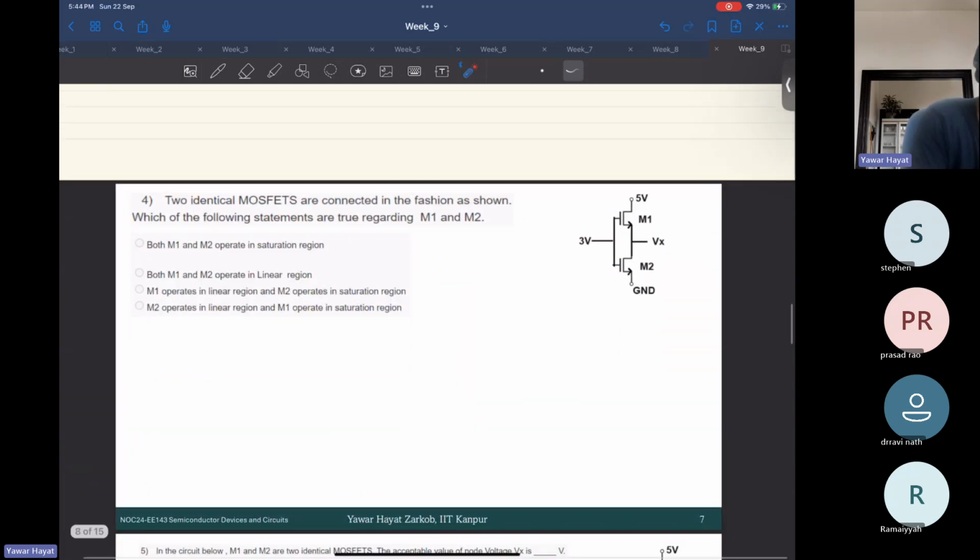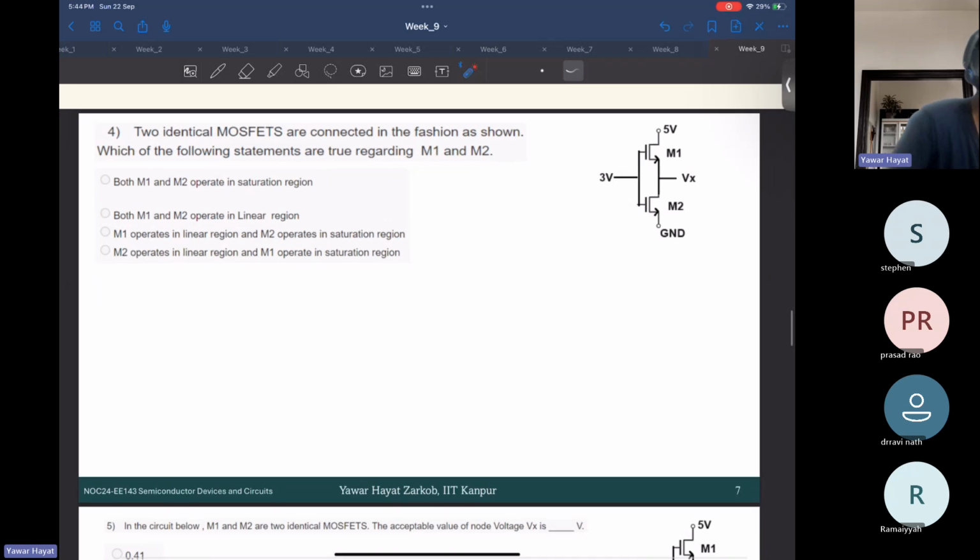So we'll move on to the fourth one then. The fourth question is as follows. You are given two identical MOSFETs that are connected in the fashion as shown. Which among the following statements are true regarding M1 and M2? Please attempt this one. Again, I'll give you some time. It's better to attempt the problem yourself before I show it. I'll wait for a couple of minutes.